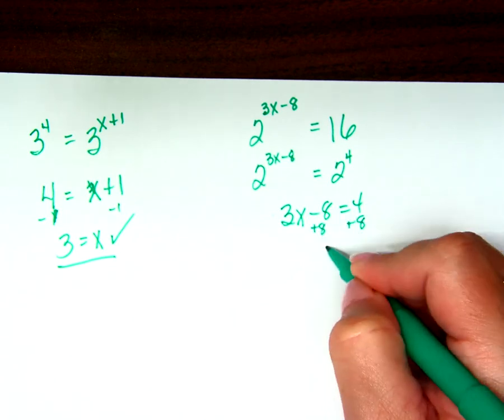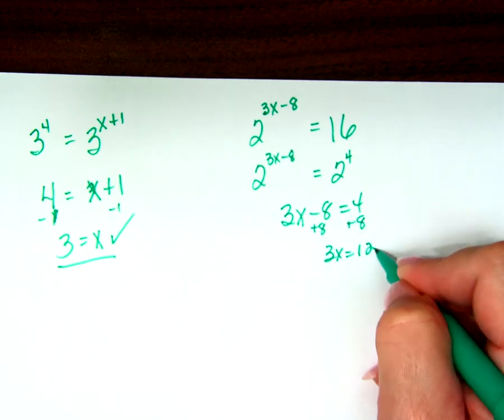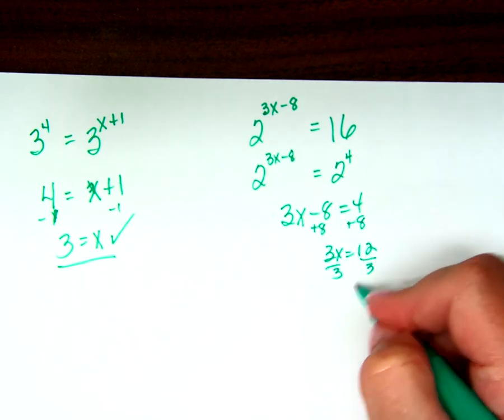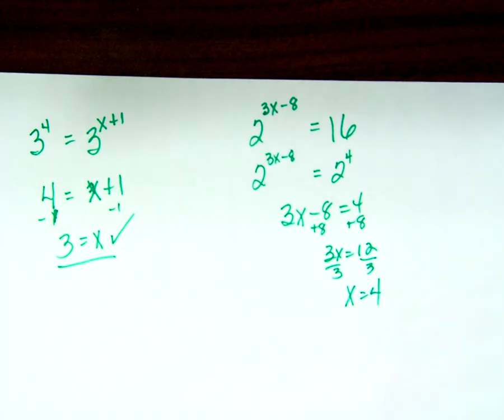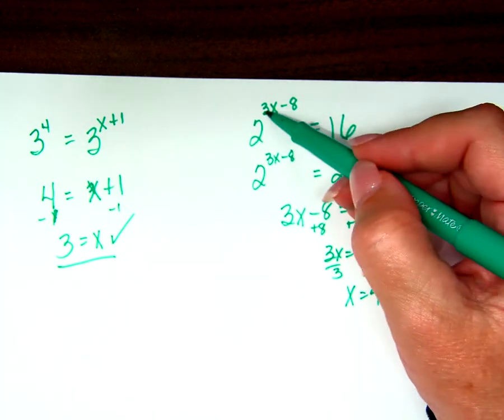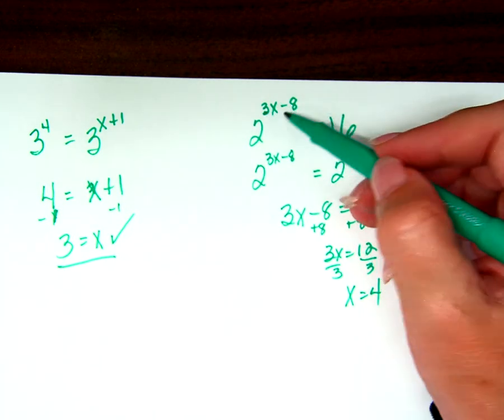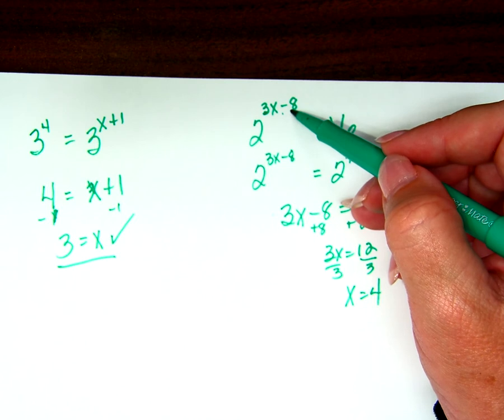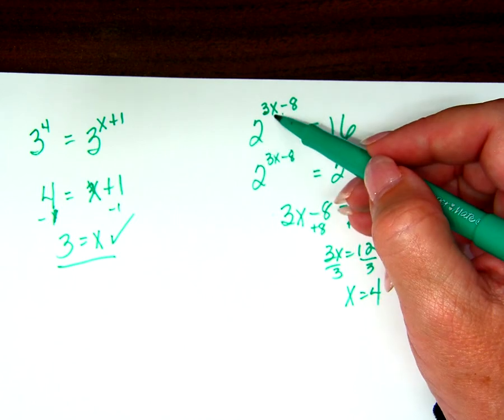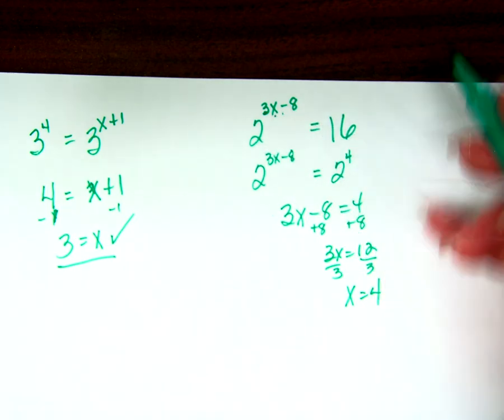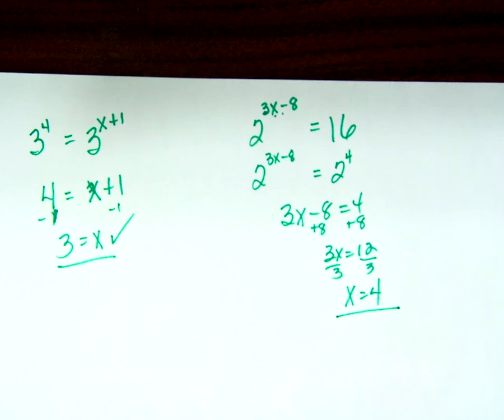Add 8 to both sides, 3x equals 12. Dividing both sides by 3 gives me x equals 4. Well, is that really true? 3 times 4 is 12. 12 minus 8 is 4. 2 to the 4th power is 16. Does 16 equal 16? Then I know that's the correct answer.